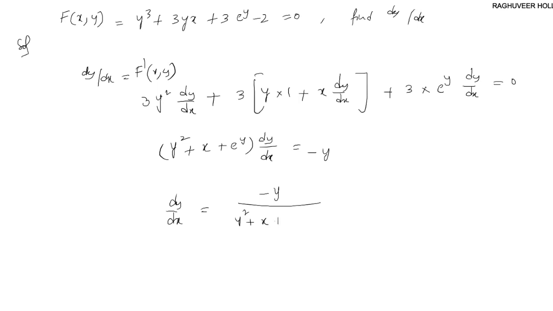Okay, now dy by dx is equal to minus y by y square plus x plus e to the power of y. Okay, so this is the solution.